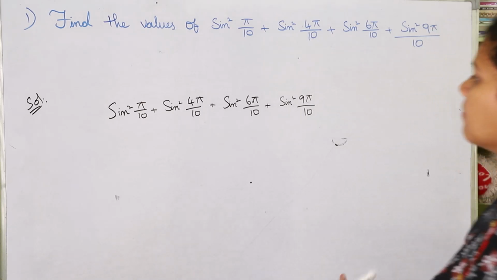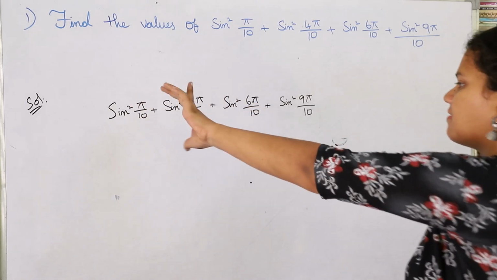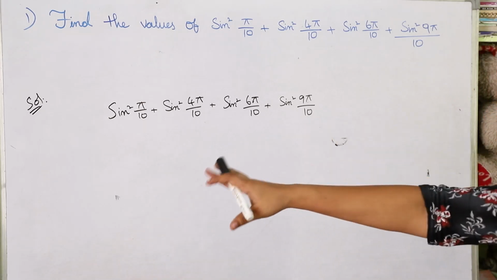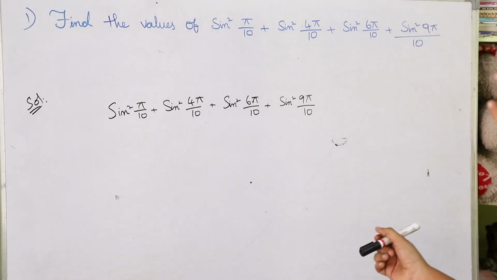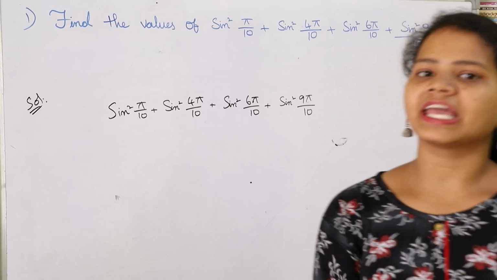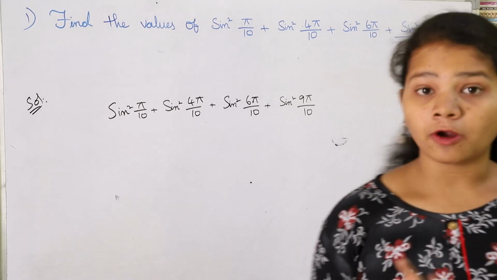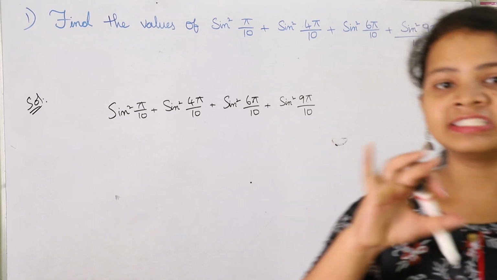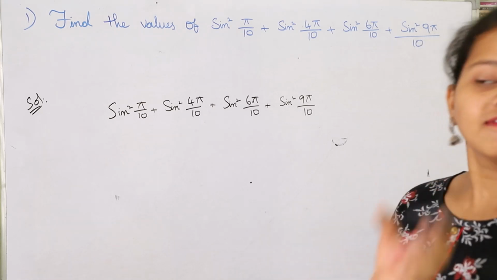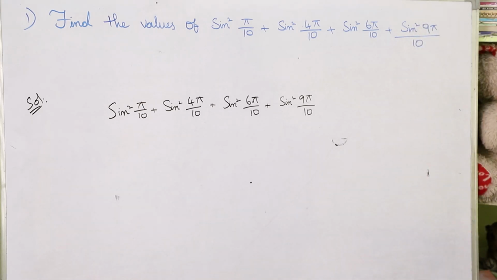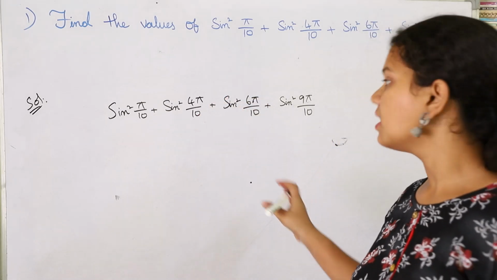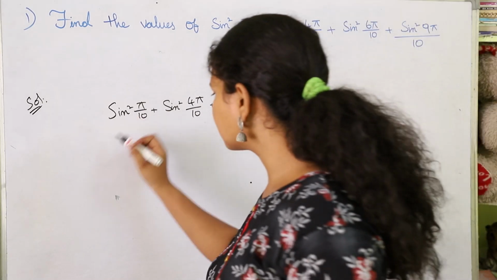So here we must find the value of the given expression, all combined. In the mensuration lesson we learned that we considered pi equal to 22 by 7 or pi equal to 3.14. But in trigonometry, pi value converts into degrees, so we will be considering pi equal to 180 degrees.